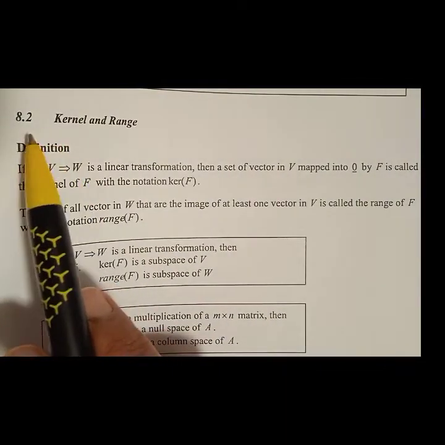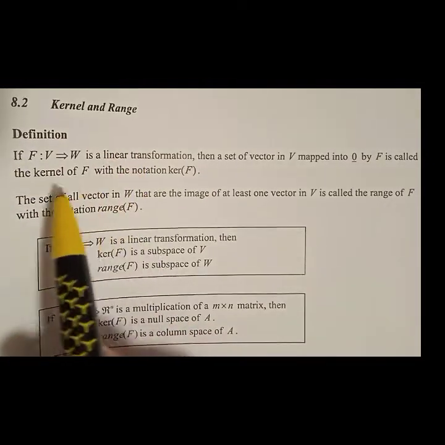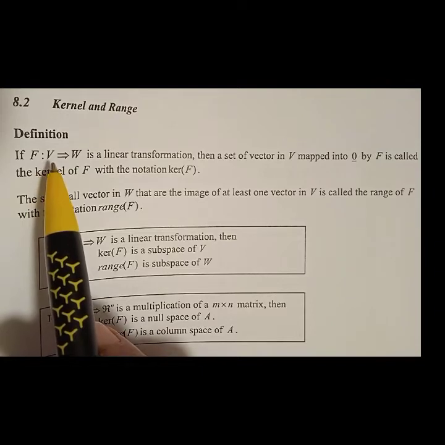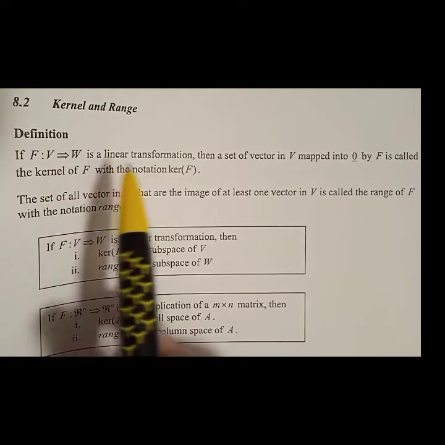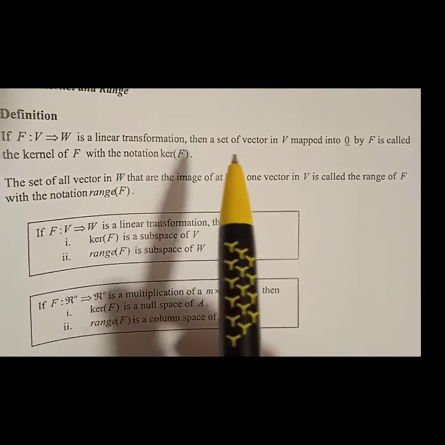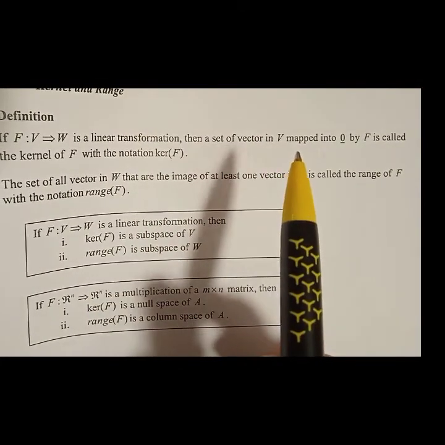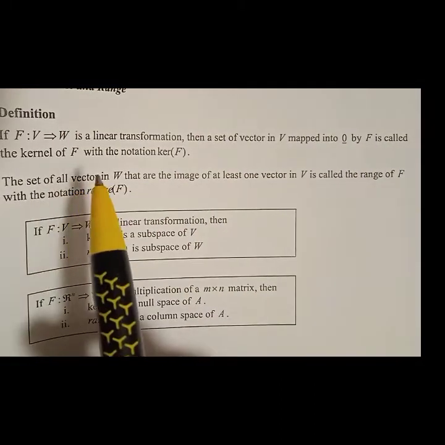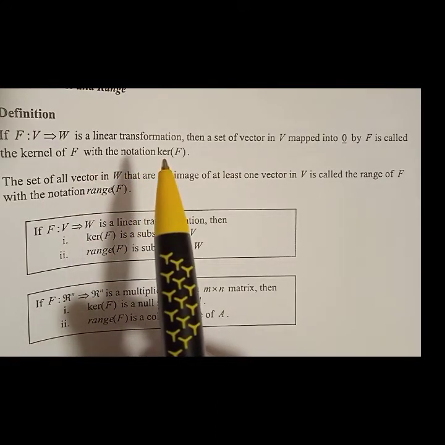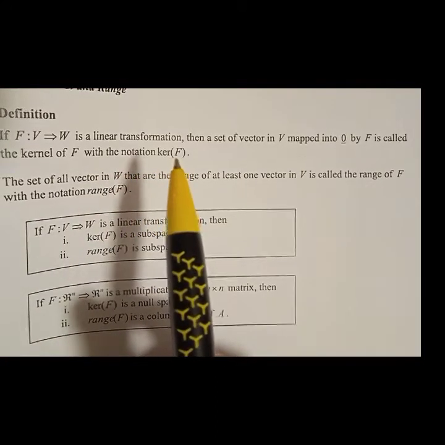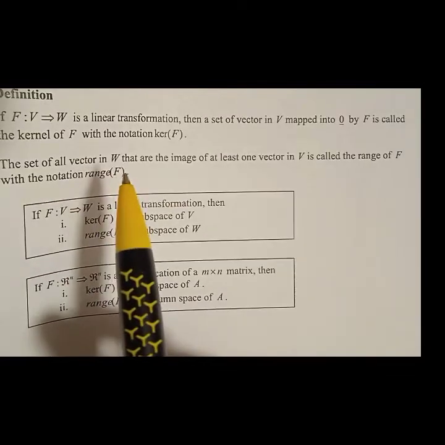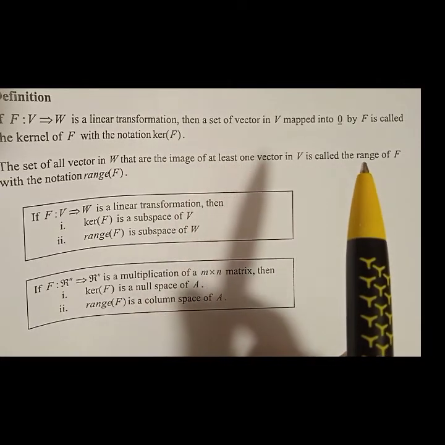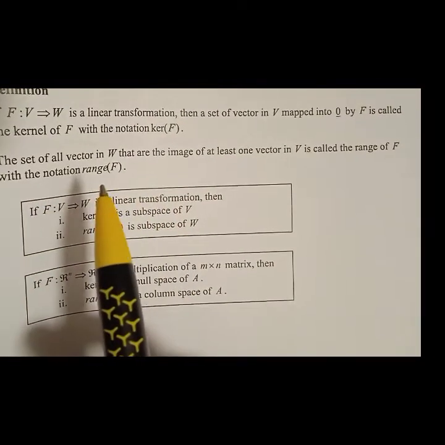Okay, in chapter 8, section 8.2, kernel and range. Definition: if F maps vector space V into vector space W and is a linear transformation, then the set of vectors in V mapped into 0 by F is called the kernel of F, denoted ker(F). The set of all vectors in W that are the image of at least one vector in V is called the range of F, denoted range(F).